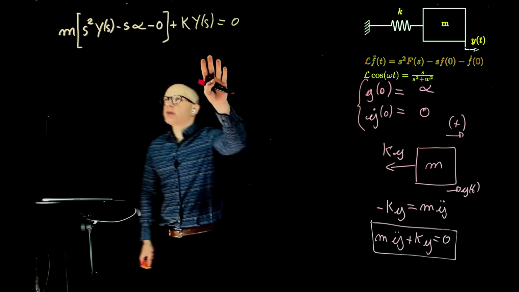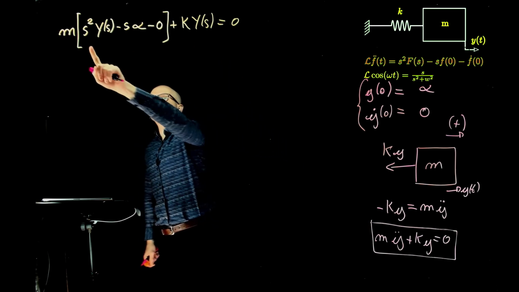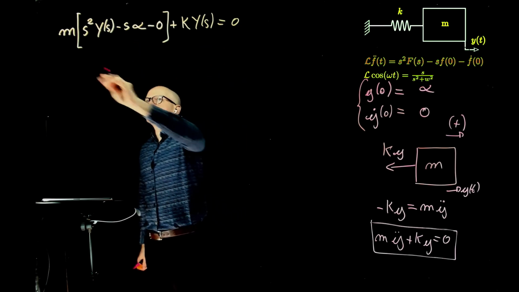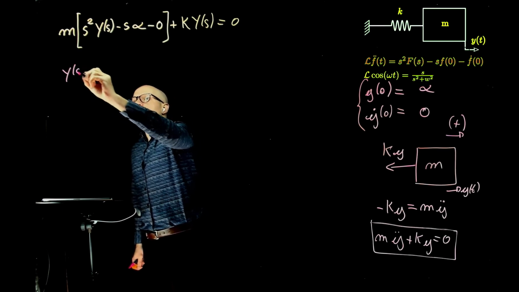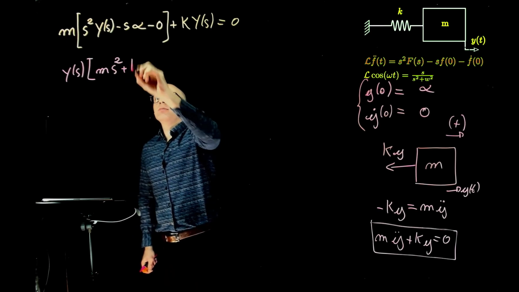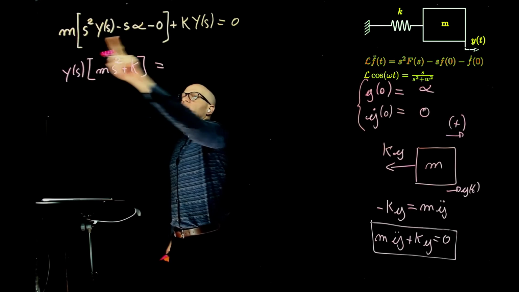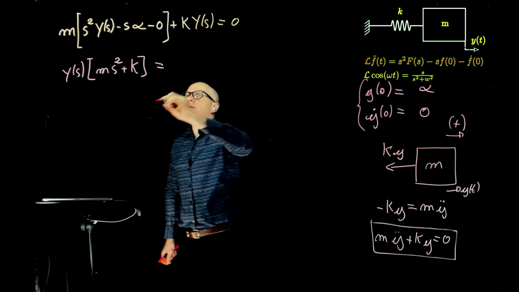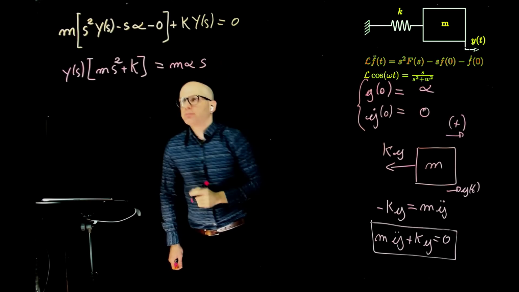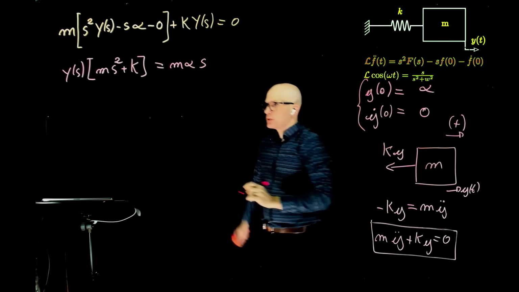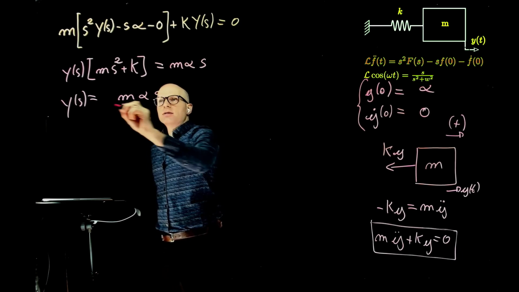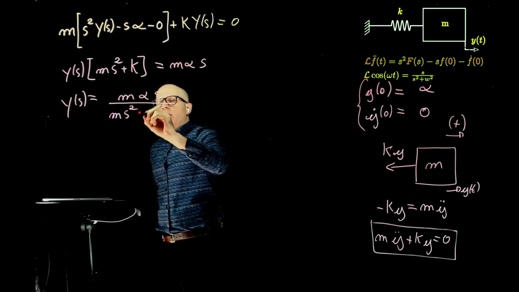Okay, so if there are no further questions, now we can group terms that have y. So we have the first term here and the last term that has y. And this term doesn't have y, you can send it to the other side of the equation. So what are we left with? Y of s, on this side we have ms squared plus k, and this is equal to whatever doesn't have y. Don't forget the m here, equals m alpha s. And just grouping terms, now y of s is m alpha s divided by ms squared plus k.